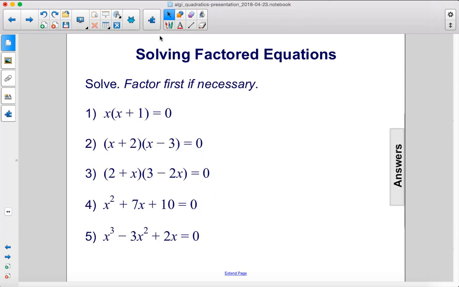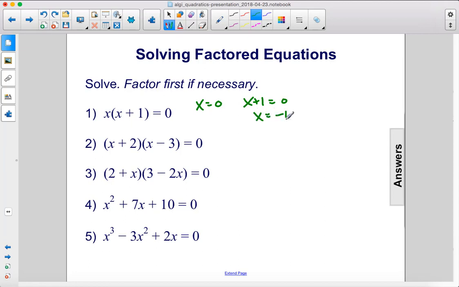Solve. Factor first if necessary. Alright, so here, either x equals 0 or x plus 1 equals 0, so x equals negative 1. 0 or negative 1. Alright, number 2. We have that x plus 2 equals 0 or x minus 3 equals 0. When you solve for x, you get x equals negative 2 or x equals 3.